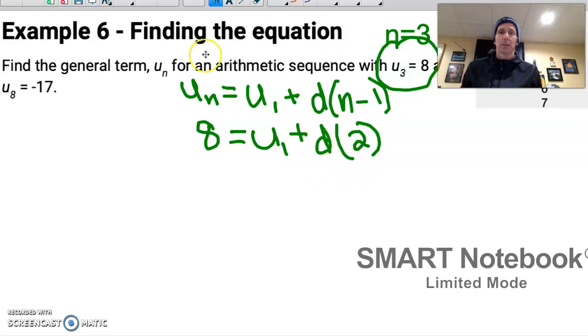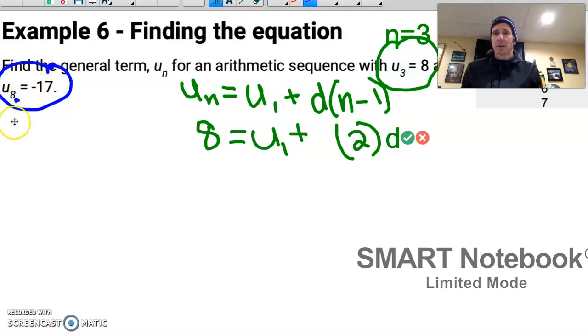Maybe I should have put that d in the back. I changed my mind. I am going to put that d in the back. As soon as I fix that, I'm going to put the d in the back just because it makes more sense for this particular example to have that d in the back. Now, I'm going to change colors because I also told you the 8th term is negative 17.